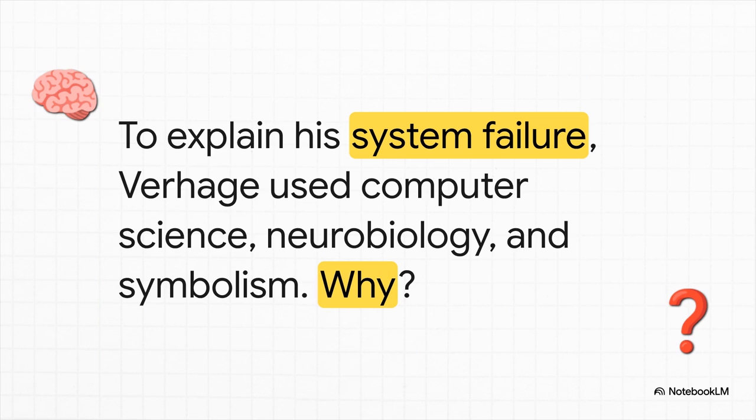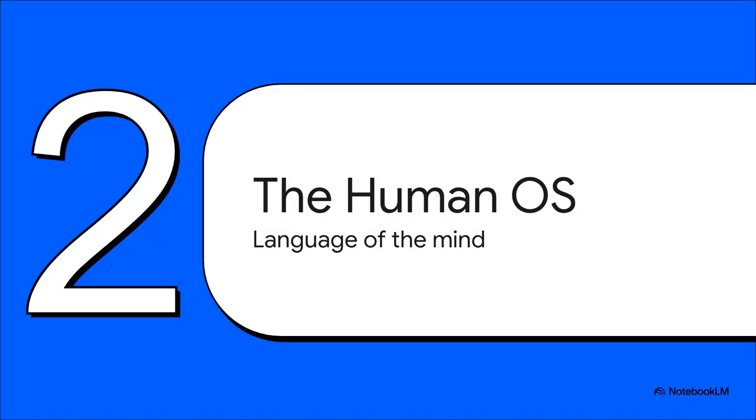To explain this massive system failure that was happening inside him, Dennis didn't just go to a therapist and use the usual psychological language. Nope. He built this incredibly meticulous, super detailed explanation using language from computer science, from deep neurobiology, and even from ancient symbolism. And you just have to ask, why? Why go to all that trouble? Why create this unbelievably intricate, cross-disciplinary language? Well, to answer that question, we've got to start decoding the language of his very own human operating system.